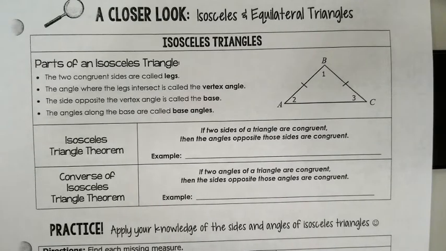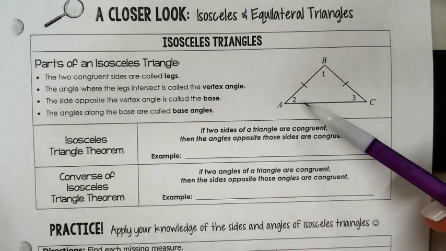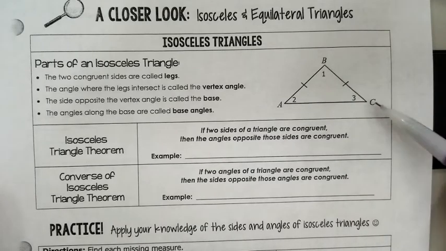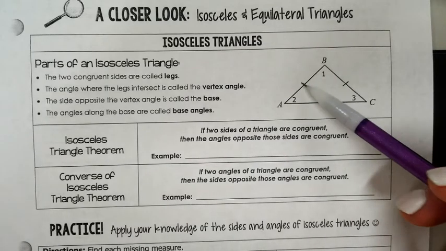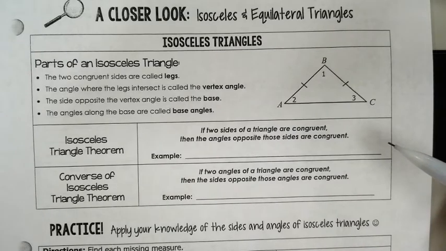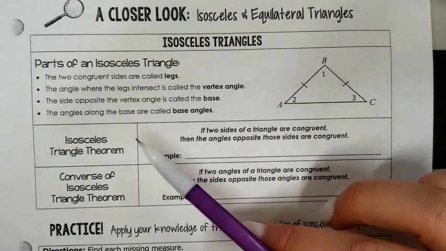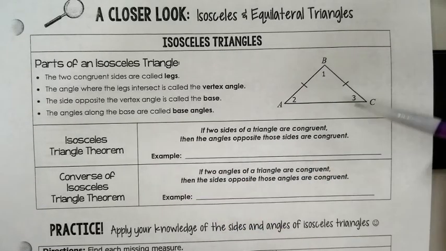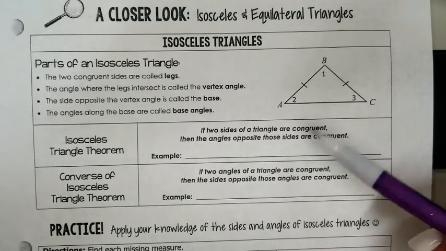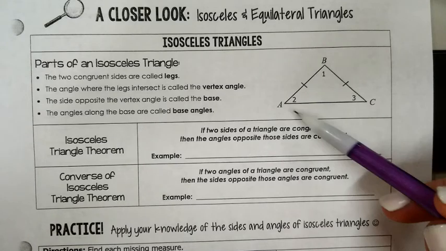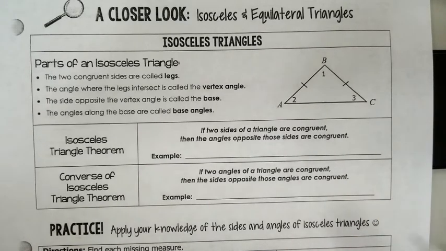So the parts of an isosceles triangle: we have two congruent legs. In here we have AB and BC as the two congruent legs that are denoted by these two tick marks. The angle where the legs intersect is called the vertex angle, so B would be the vertex angle. The opposite of the vertex angle is called the base. So this side AC is the base. It's like the side that's alone, that doesn't have any relationship to anything. And then we have the two base angles that are down here, which are A and C.